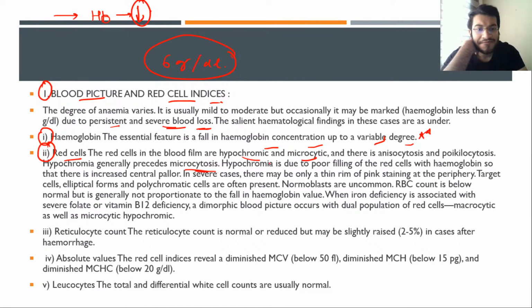Hypochromia is due to the poor filling of the red cells with hemoglobin, because there is impaired formation of hemoglobin because there is deficiency of iron, right? So there will be a central pallor of red cells. So this is a RBC, and generally this area is equal, this is also equal and this is also equal, right? A, B, C, A is equal to B is equal to C, okay?